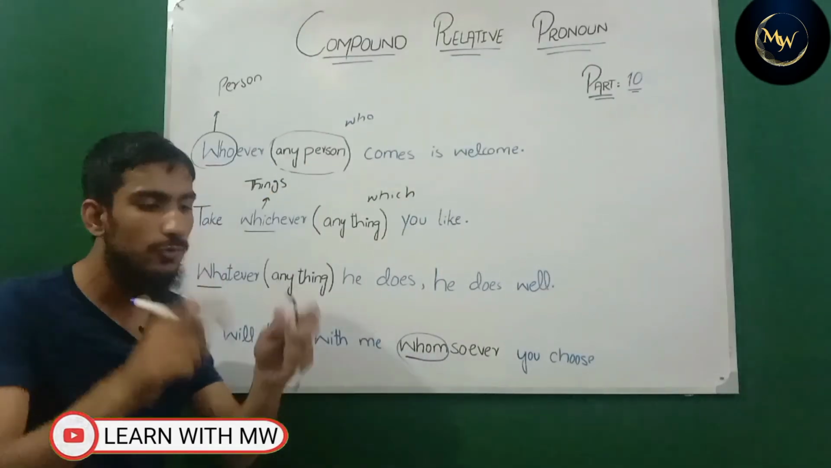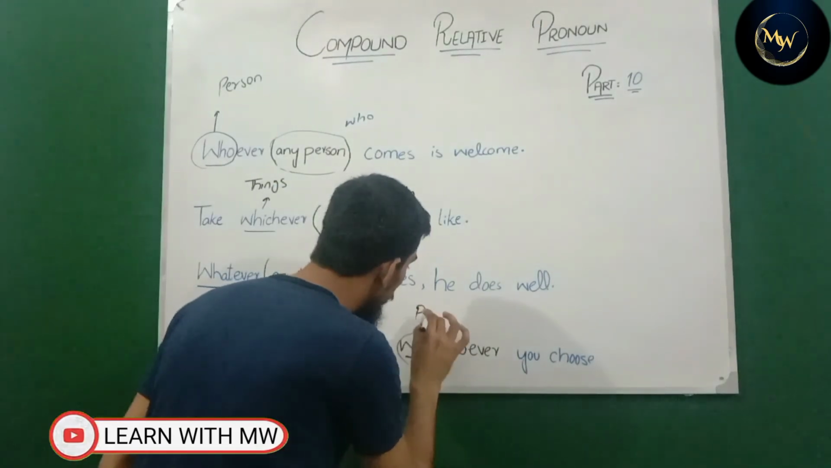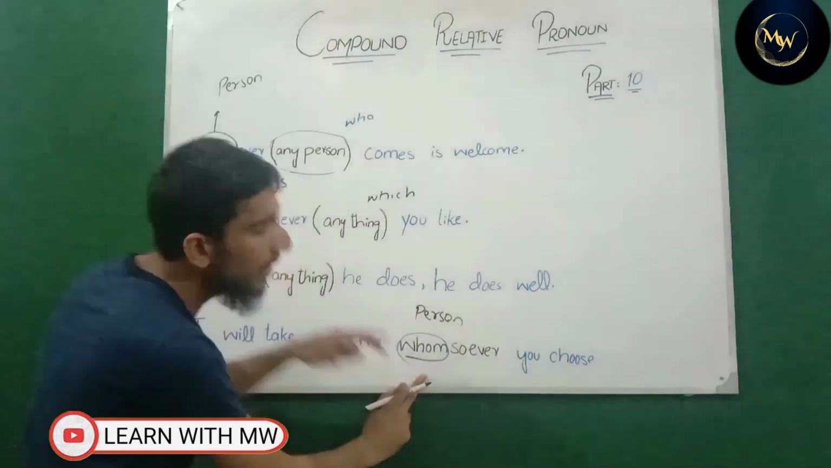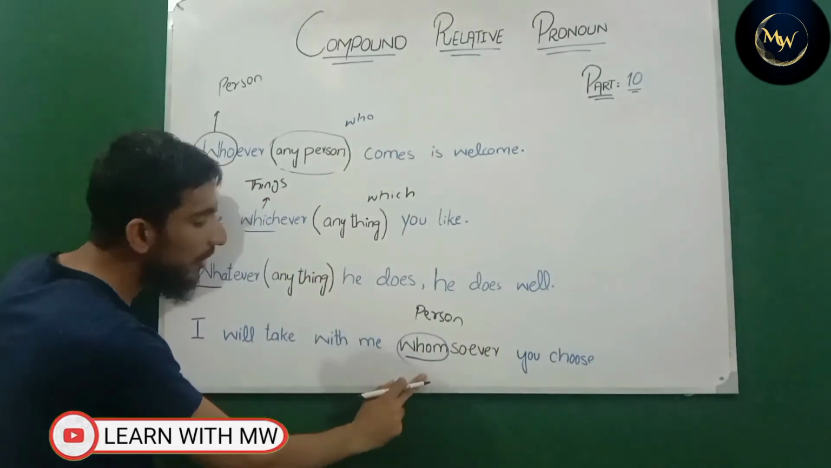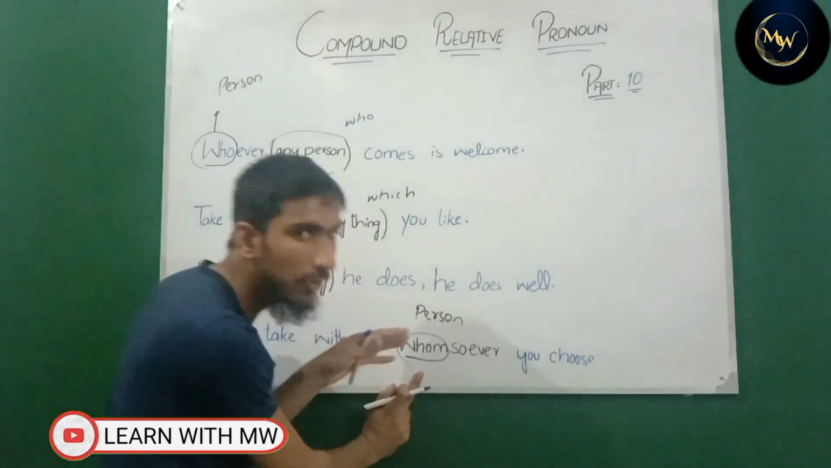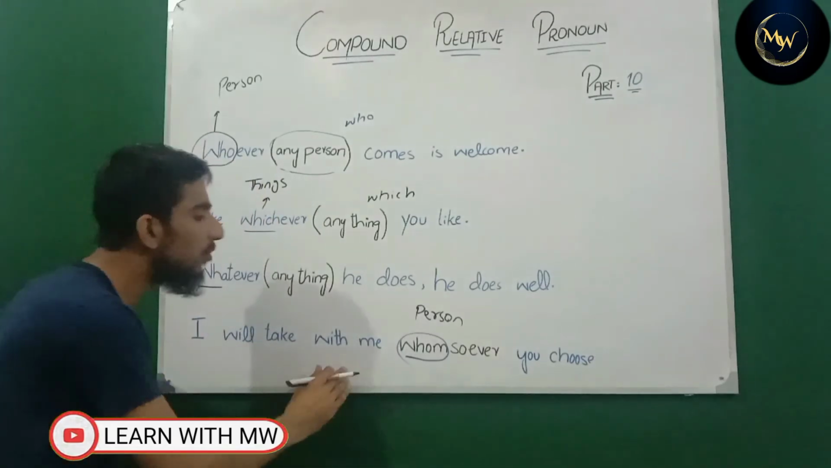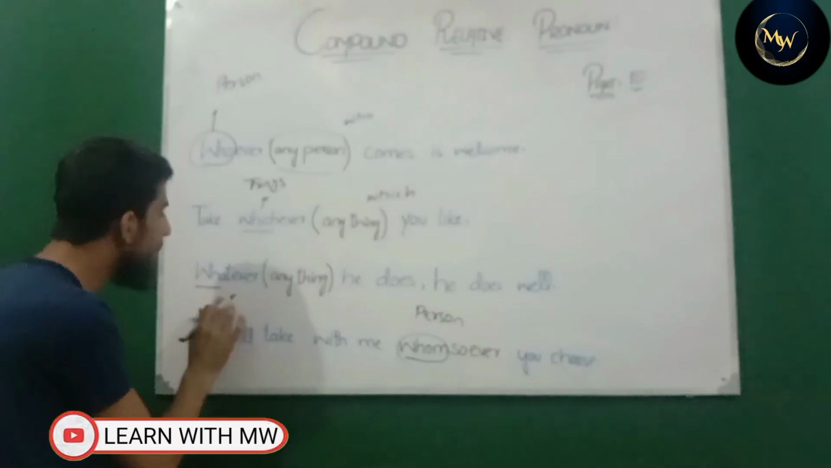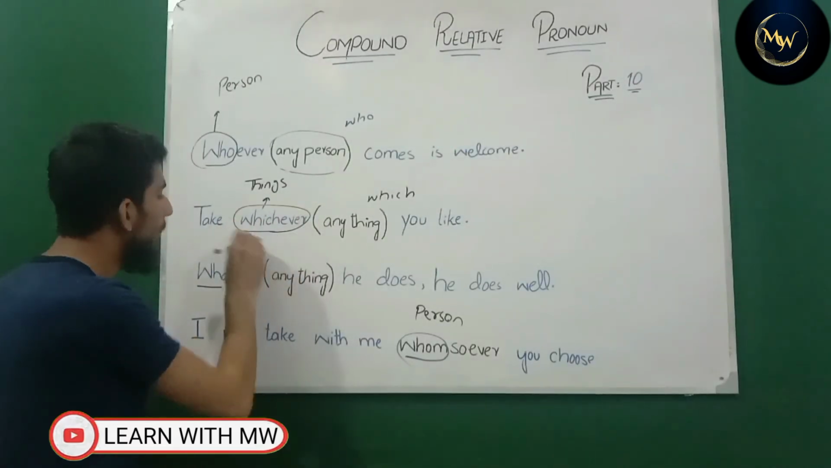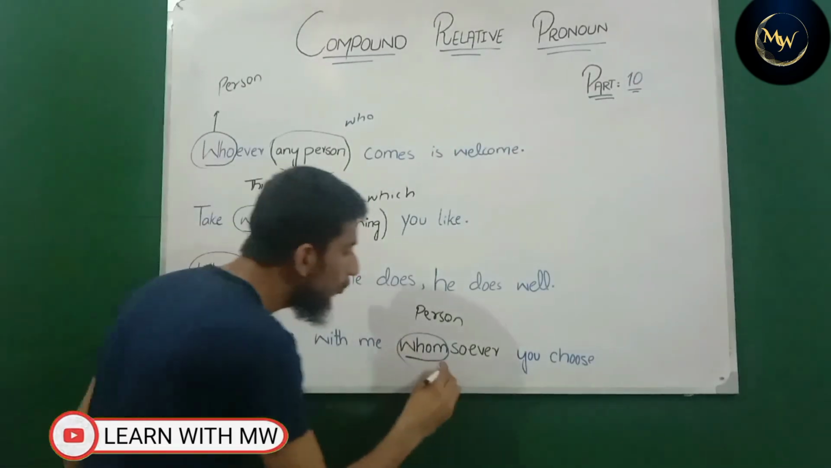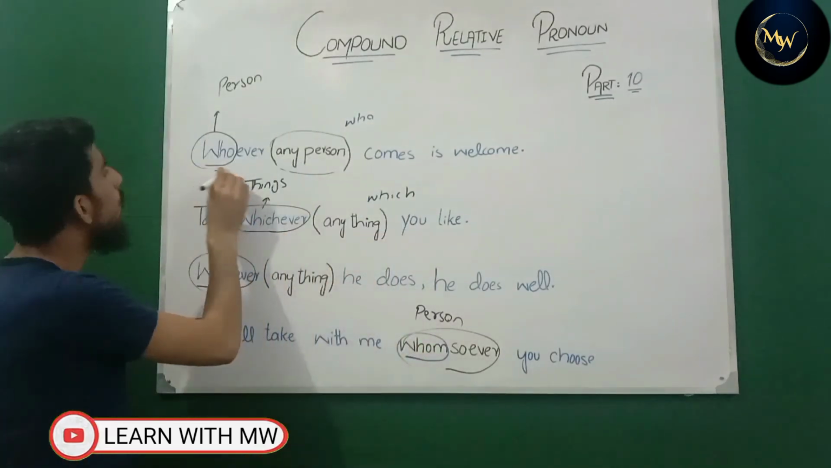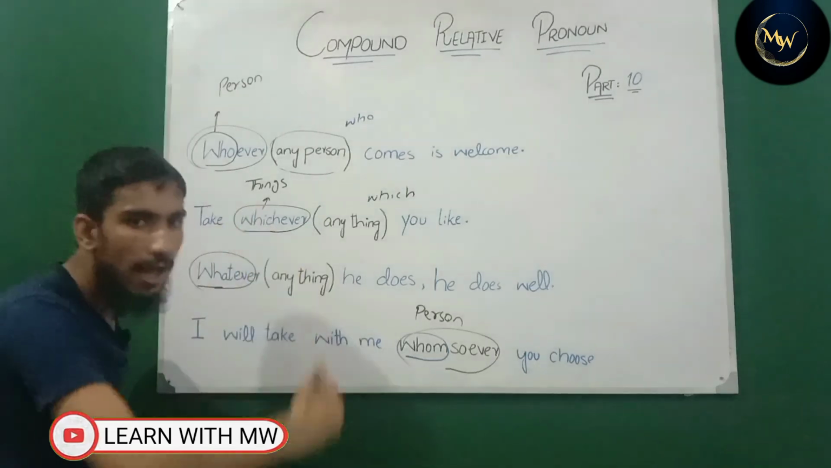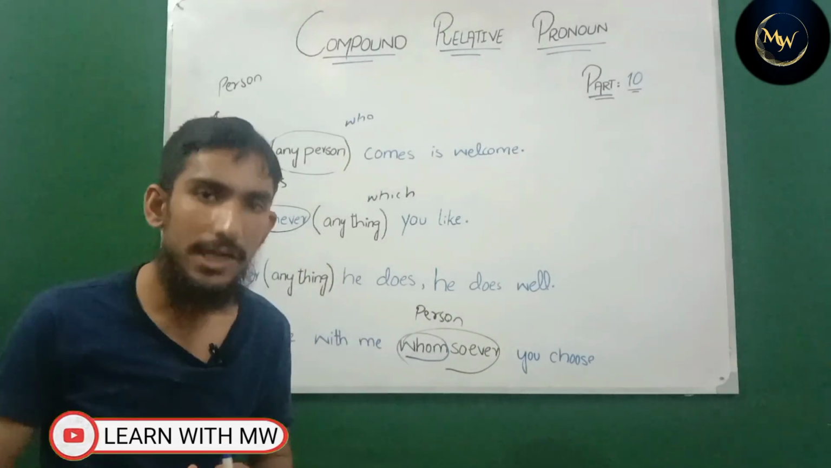So whom is also used to show a person. Who and whom are the same, but who is the nominative and subjective case, while whom is the objective and accusative case. So: I will take with me whomsoever you choose. So whomsoever, whatsoever, whichsoever, whoever, all these words in these examples are compound relative pronouns.